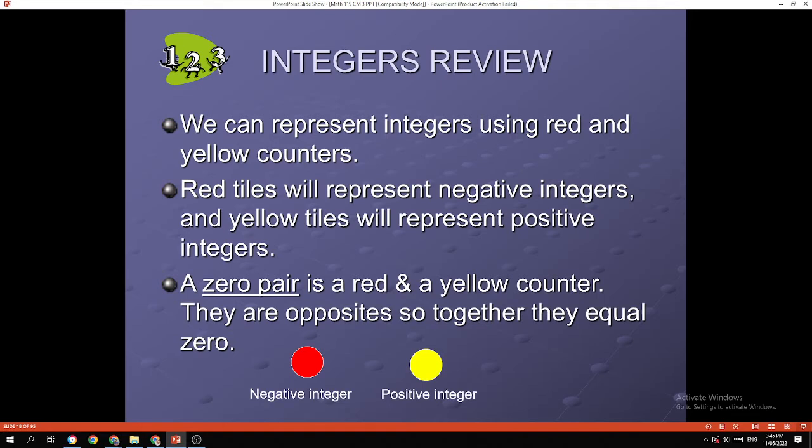And a zero pair, just like this one, you see, when a red and a yellow are paired, it means they are equal to 0. Again, if you have a pair with opposite colors, a red and a yellow, then it is what you call a zero pair and it is equal to 0.